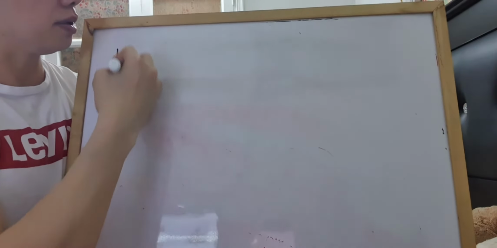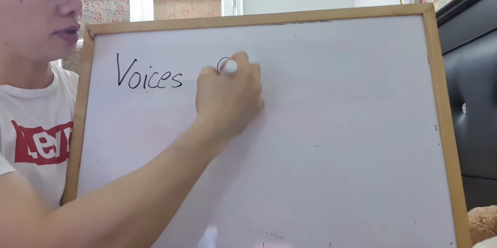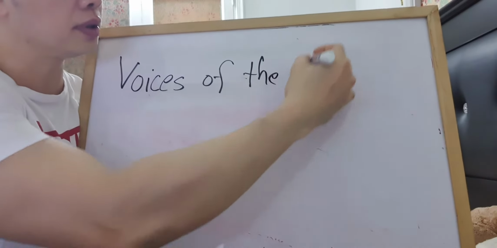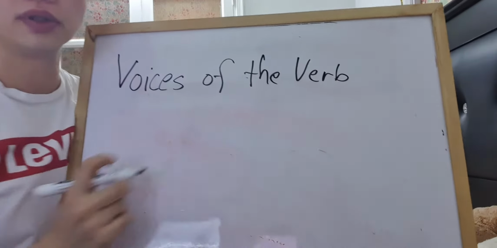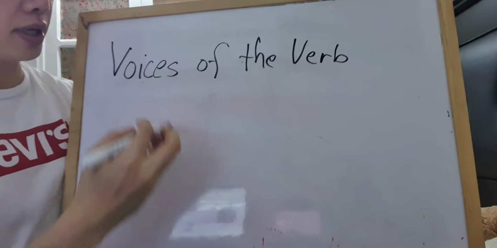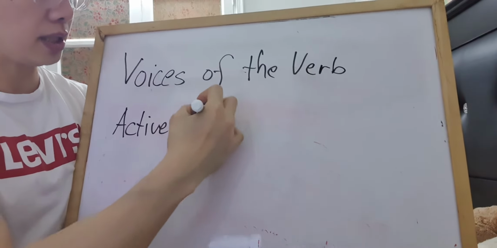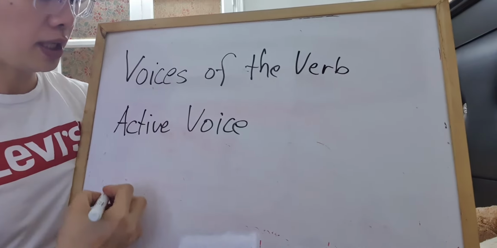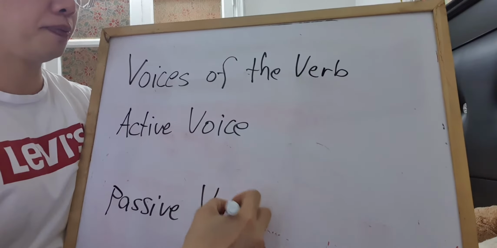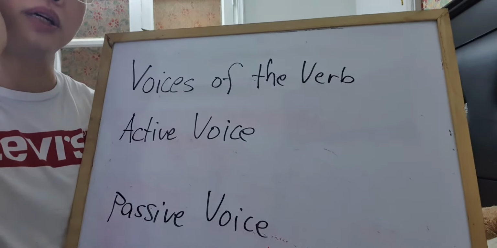Again, it was about voices of the verb. Can you read my handwriting? Okay, voices of the verb. So we have active voice and passive voice.